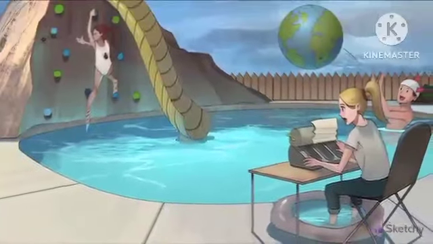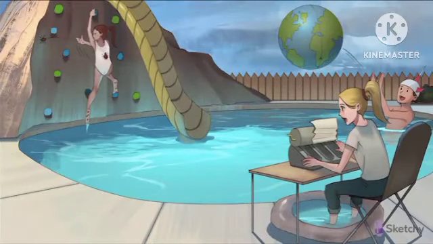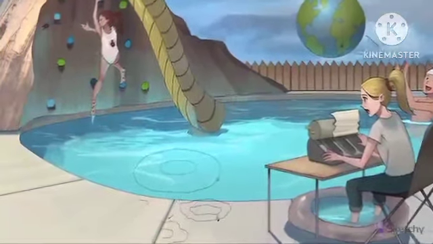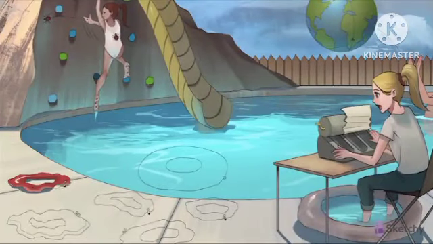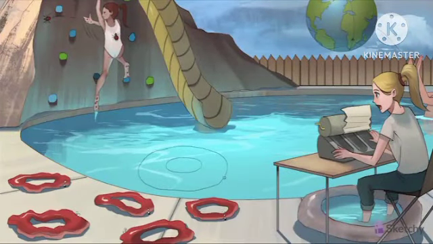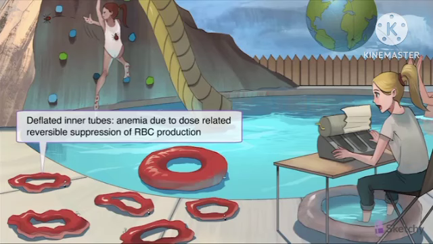Let's finish the sketch with some important adverse effects. Chloramphenicol commonly causes a dose-related, reversible suppression of red blood cell production. This anemia is represented by these deflated red inner tubes on the side of the pool, kind of like red blood cells that haven't quite developed, and definitely reversible.